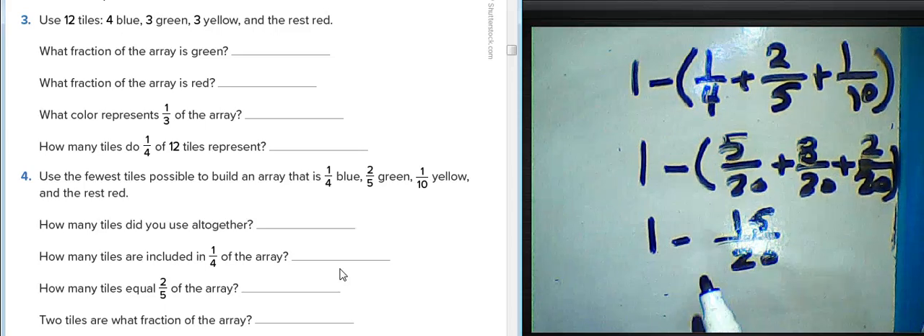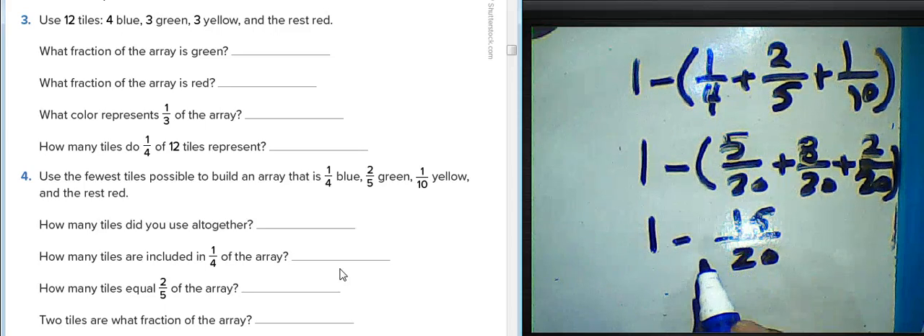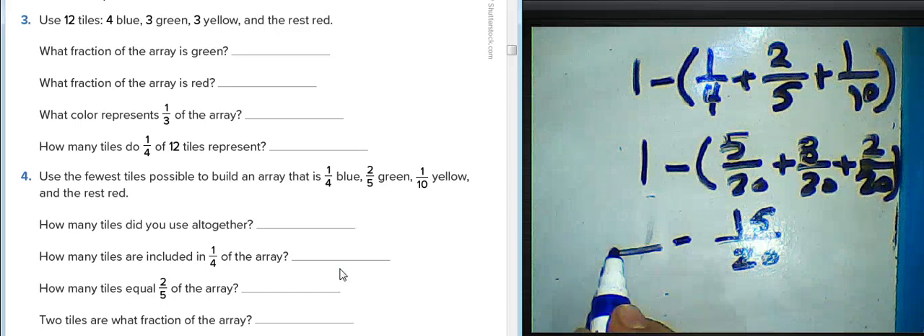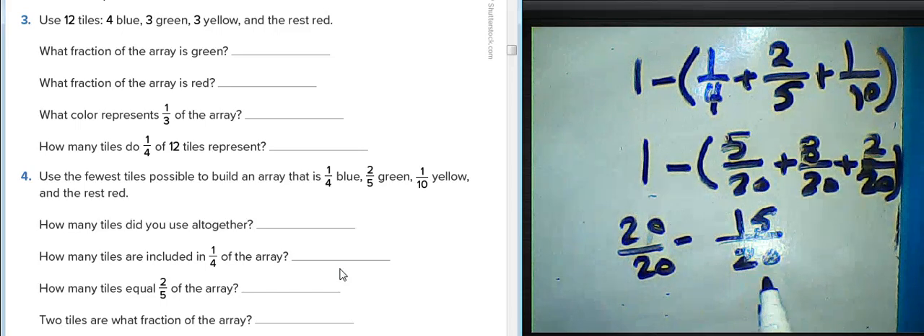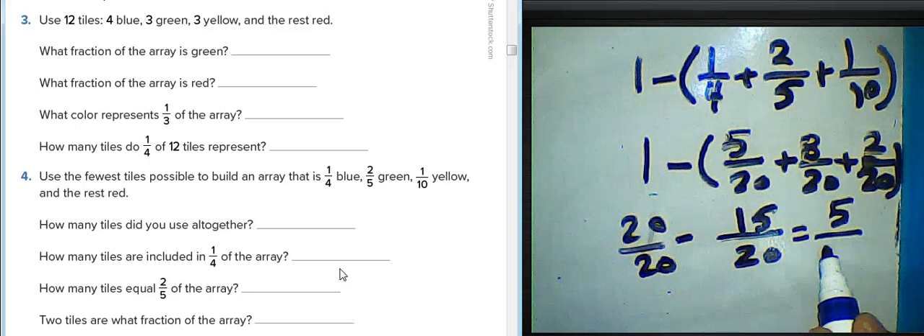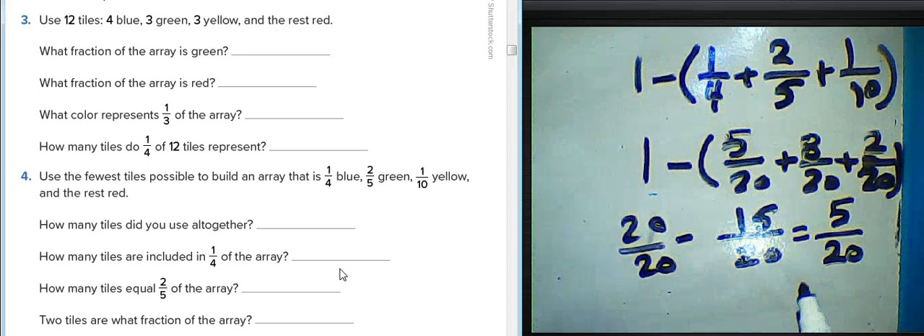1 subtract 15. We can convert 1 here to 20 over 20. We must convert to a fraction. 20 over 20 subtract 15 over 20. We must write 5 here and 20 in the denominator. And then simplify it. 5 over 20, it will be what? 1 over 4. Okay?